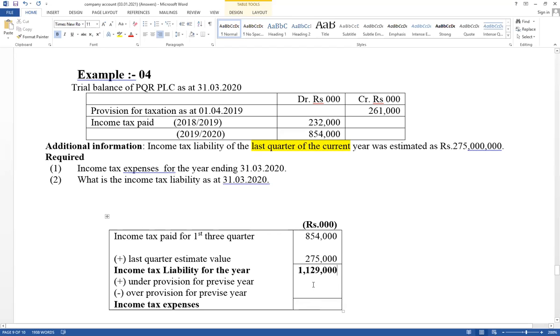Then you have to adjust the previous year gap. Think about the provision and paid amount for the previous year's last quarter.